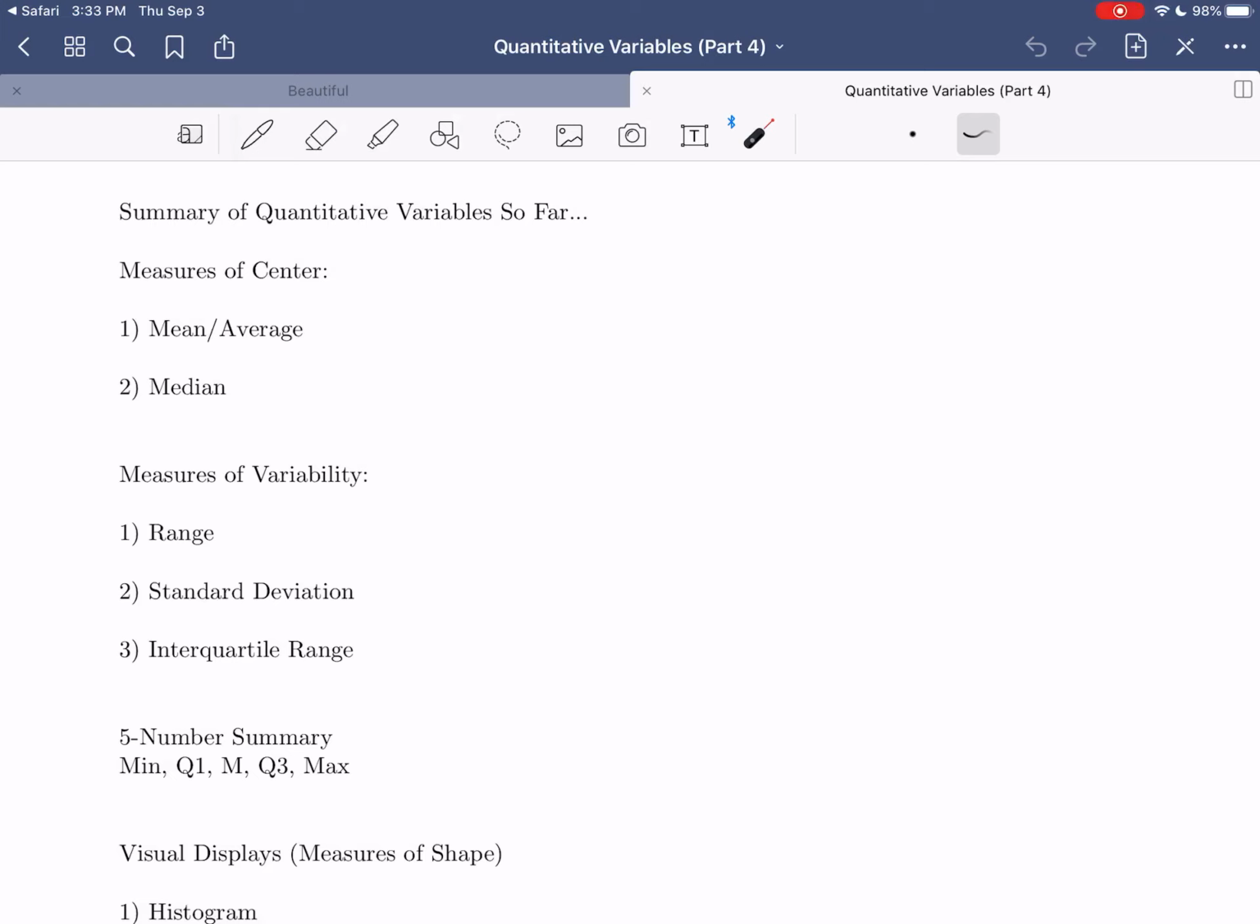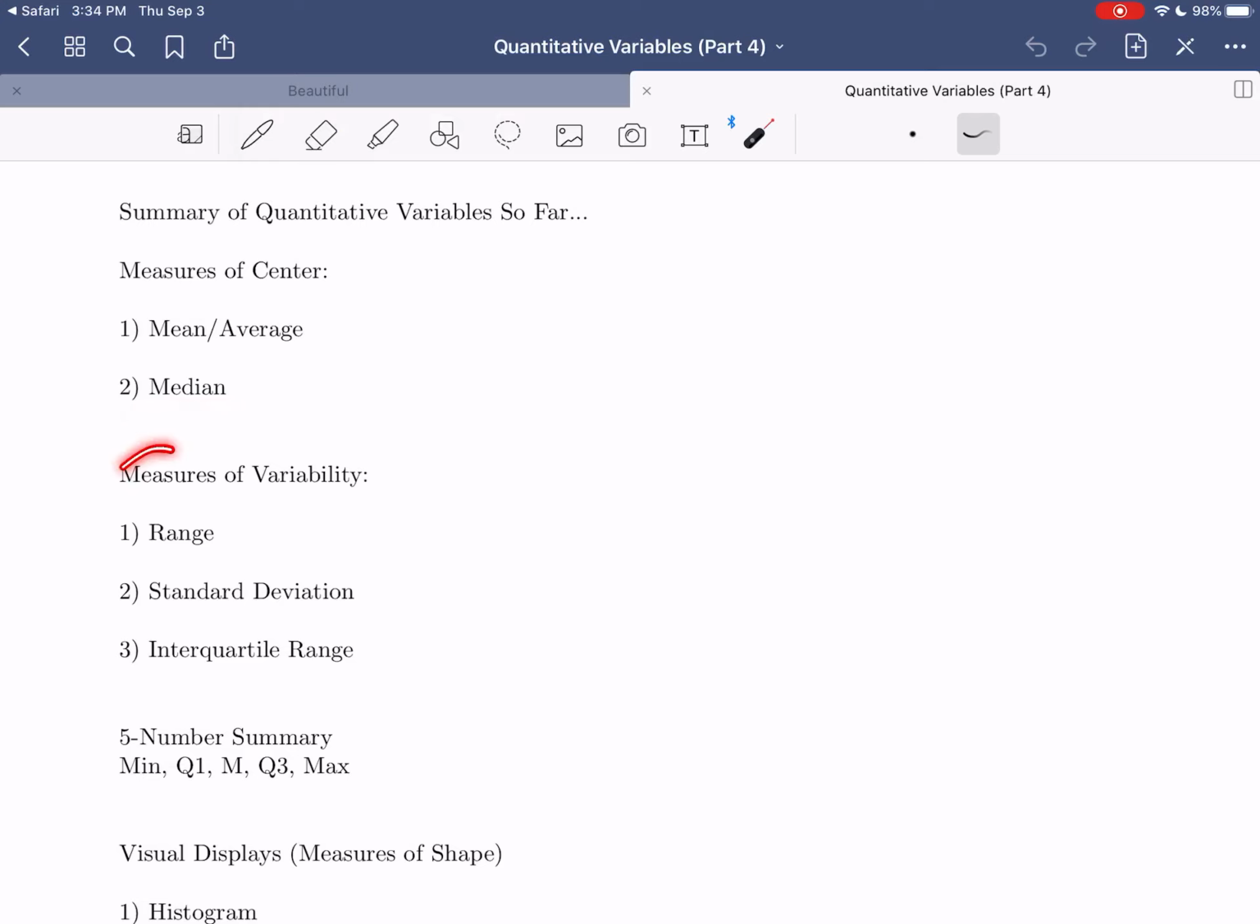In today's video, we're going to be finishing up our work with the descriptive statistics of quantitative variables. So far, we've made quite a bit of progress working with quantitative variables. We've learned the three basic attributes that we want to measure about quantitative variables, namely the center, the variability, and the shape or distribution. Along the way, we've learned two measures of center, the mean or average and the median.